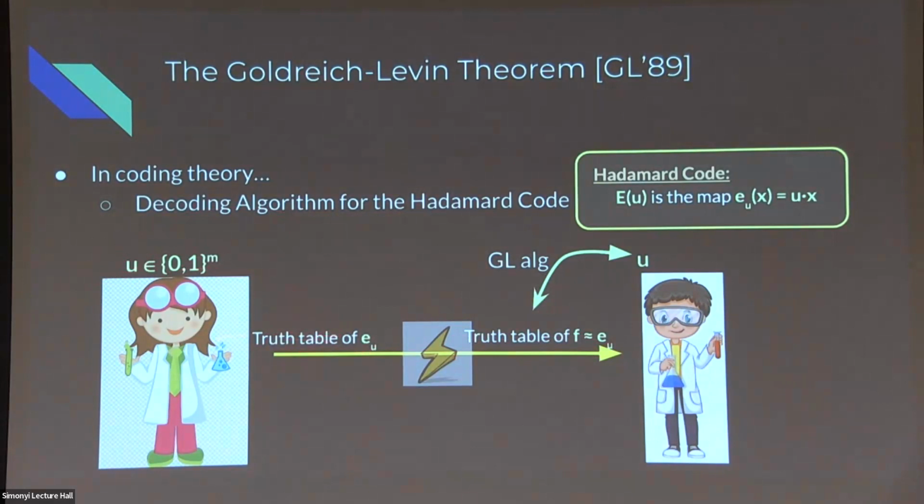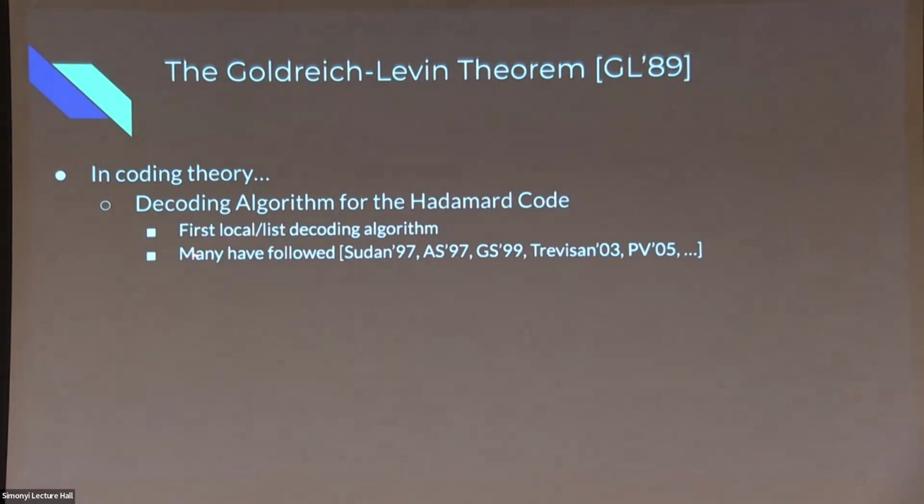In coding theory, that's called a local list decoding algorithm, if you know what that is. Local meaning you're not reading the entire code word, you're just running efficiently and looking for what you want. This was the first local list decoding algorithm. Tons of them have followed. It's completely standard now in coding theory, and there are many more works besides these. These are just some. So this was very groundbreaking work.